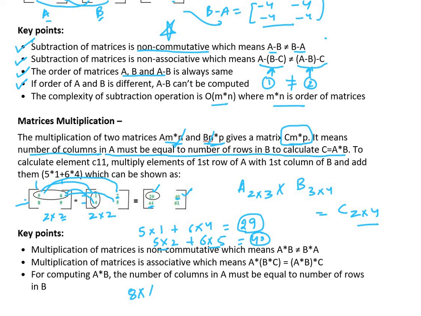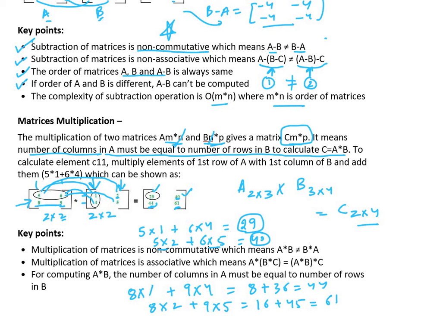Similarly, how will I get this element? Let me write down here 8 into 1. Now I will take the second row of the first matrix and the first column of the second matrix. 8 into 1 plus 9 into 4, which gives me 8 plus 36, which is 44. So I got 44. Similarly, to get this element, I will take the second row of the first matrix and the second column of the second matrix. So I will get 8 into 2 plus 9 into 5, which gives me 16 plus 45, and it gives me 61. So that's how we have to do multiplication.